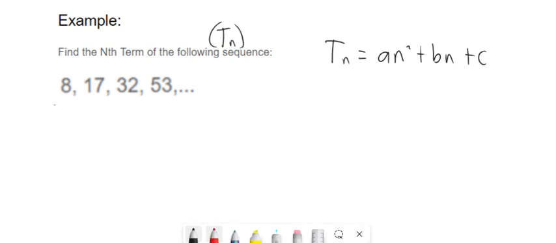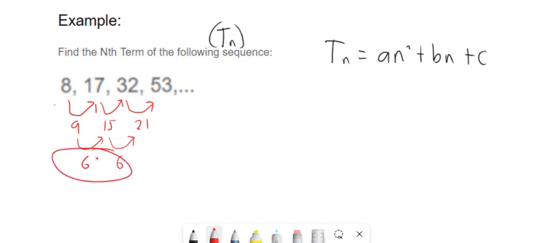So first thing we're going to do is find the second difference. This is how we know that it's a quadratic sequence in the first place. The difference between 8 and 17 is 9. The difference between 17 and 32 is 15. And then the difference between 32 and 53 is 21. So that's the difference between them. To get the second difference, the difference between 9 and 15 is 6, and the difference between 15 and 21 is 6 as well. So the second difference is the same, which is 6. Therefore it is definitely a quadratic sequence.